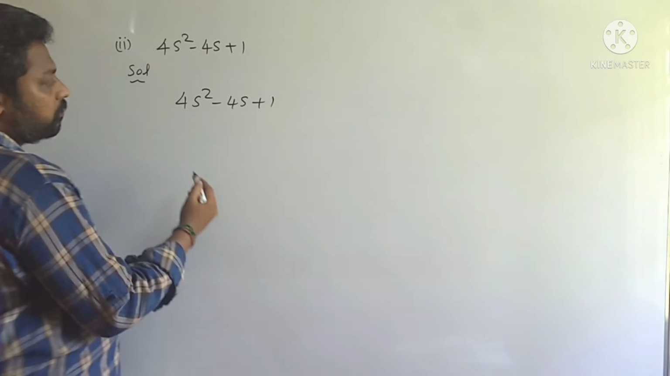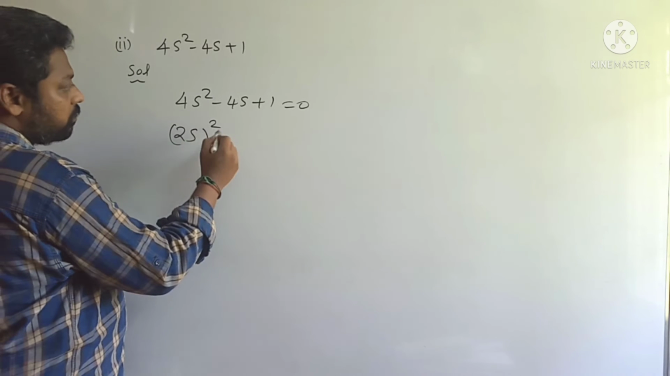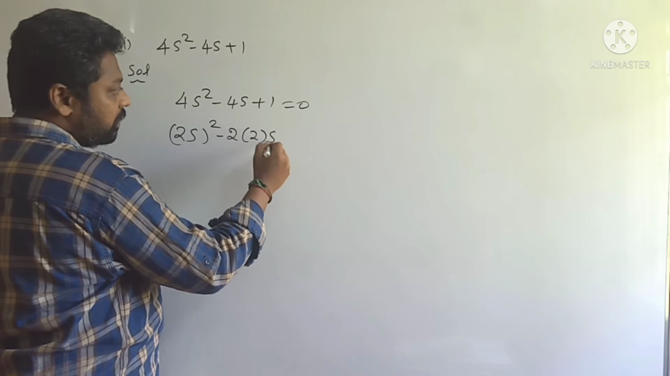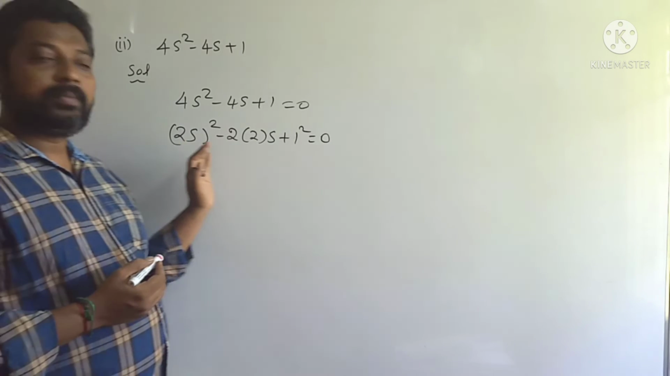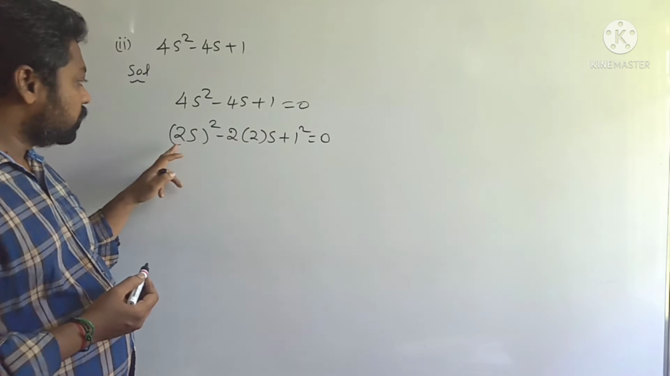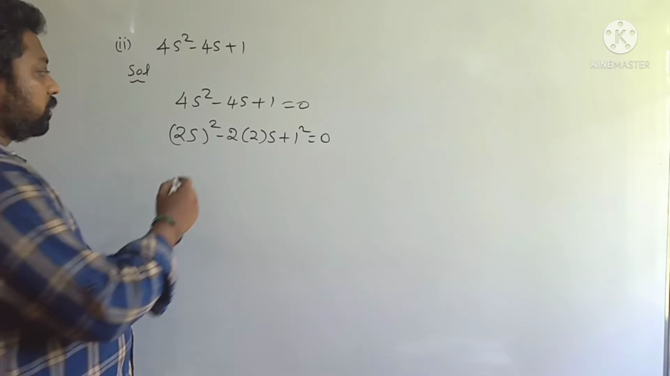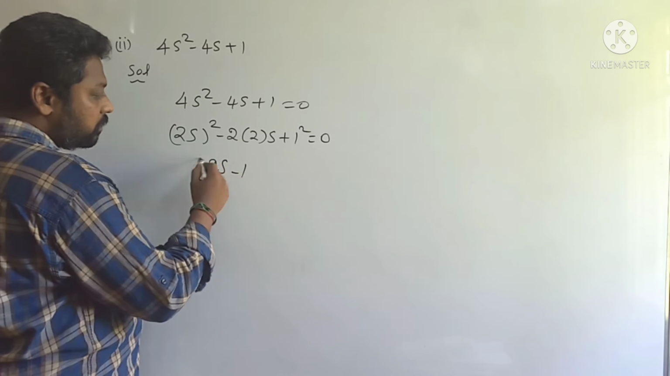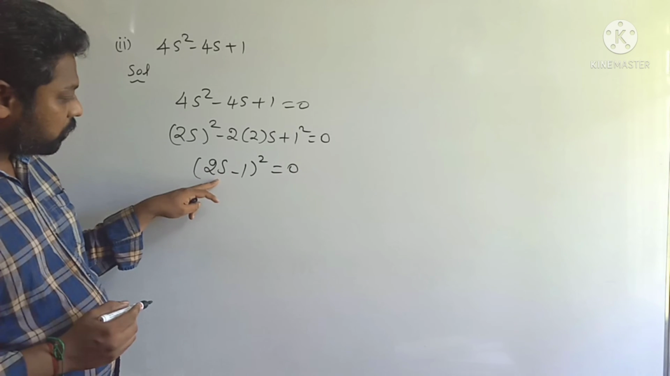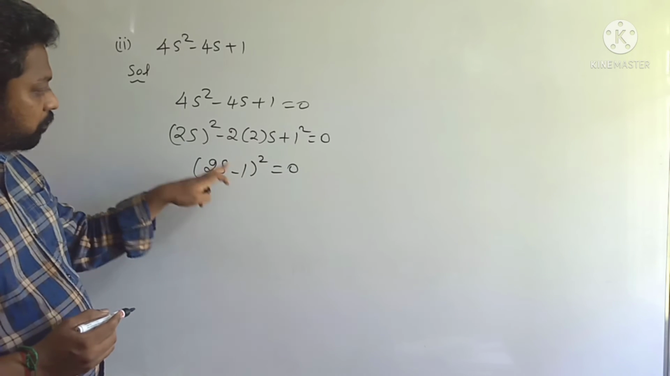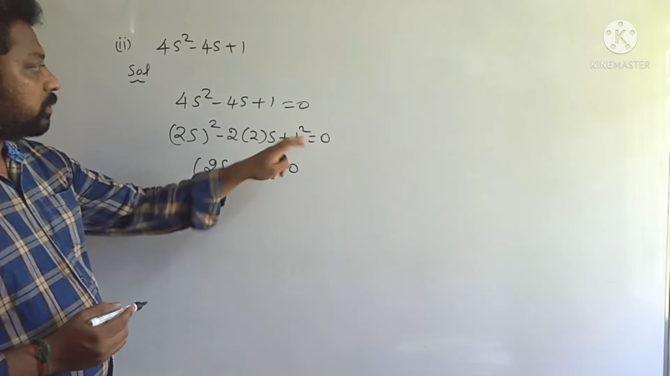So 4s square minus 4s plus 1 can be written as 2s whole square minus 2 into 2 into s plus 1 square. So it is in the form of a square minus 2ab plus b square, so it can be written as 2s minus 1 whole square. Expand this: 2s whole square, 4s square, minus 2 into 2s into 1, plus b square, 1 square is 1.